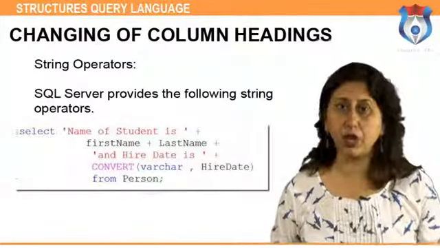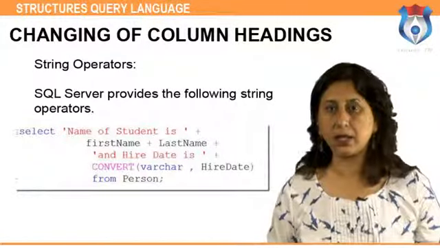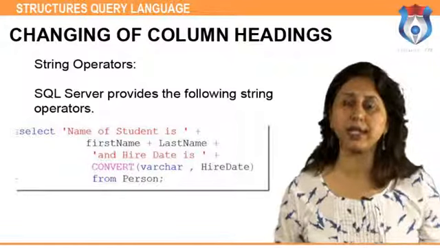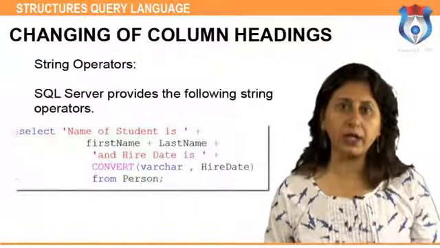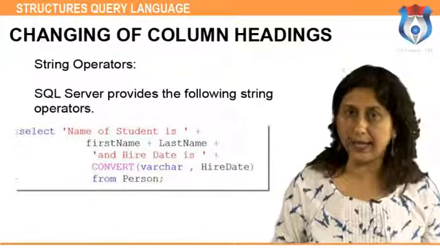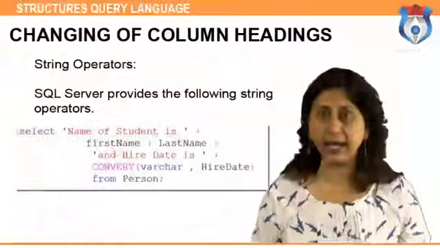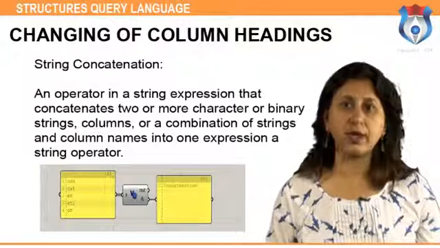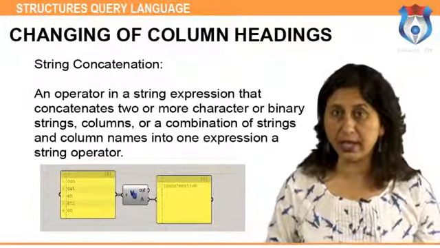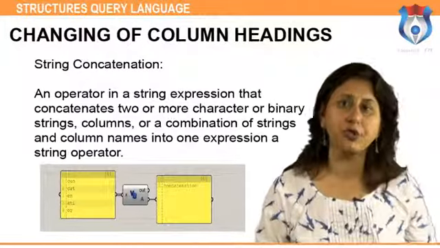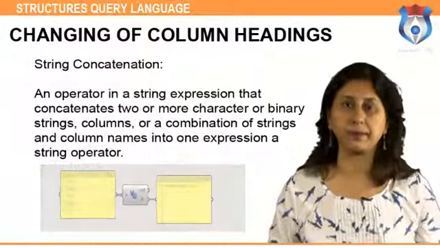String concatenation operators can combine two or more character or binary strings, columns, or a combination of strings and column names into one expression. Wildcard string operators can match one or more characters in a string comparison operation such as like or patindex. An operator in a string expression that concatenates two or more character or binary strings, columns, or a combination of strings and column names into one expression is a string operator.